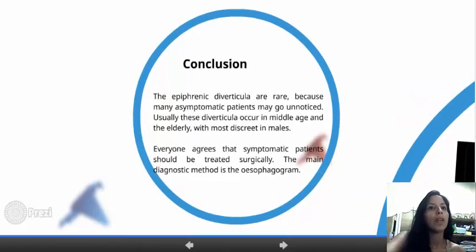Conclusion. The epiphrenic diverticula are apparent. The cause many asymptomatic patients may pneumonitis. Usually, the diverticula occur in the elderly, with most discrete signs. Everyone agrees that symptomatic patients should be treated separately. The main diagnostic method is the esophagogram.